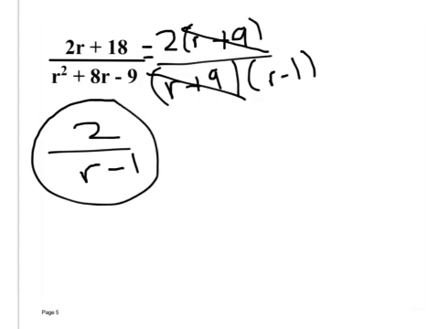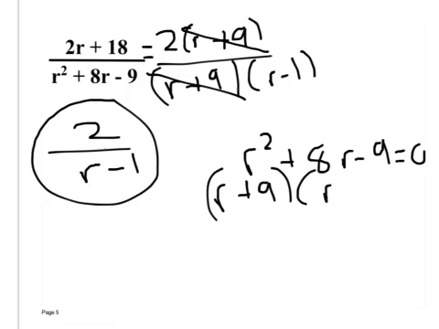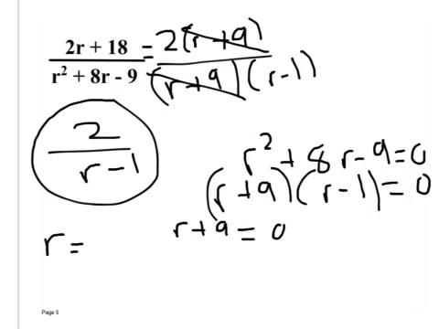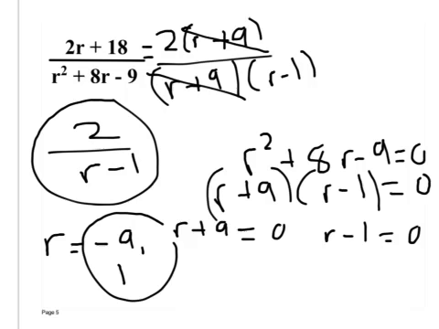Now we're also supposed to state the excluded values. So I need to take r squared plus 8r minus 9 and make it equal 0. We've already factored this, haven't we? It's r plus 9 times r minus 1. So we need to do r plus 9 equals 0. What does r equal? Negative 9. R minus 1 equals 0. What does r equal? Positive 1. So those are my excluded values: negative 9 and 1. And simplified is 2 over r minus 1.